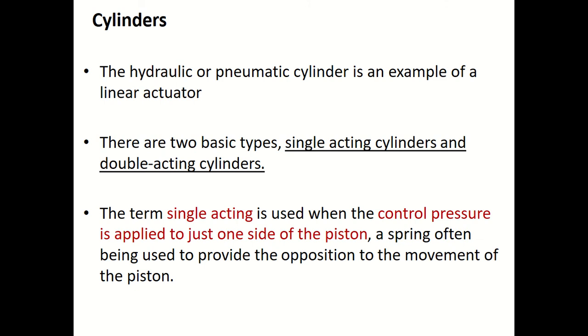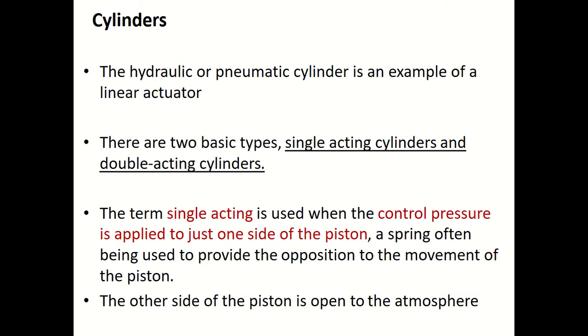Now, what is meant by single acting cylinders? The term single acting is used when the control pressure is applied to just one side of the piston. We often use a spring to provide the opposition to the movement of the piston, I mean the reverse movement. You may please note that the term single acting is used when the control pressure is applied to just one side of the piston. Usually the other side of the piston is open to the atmosphere.